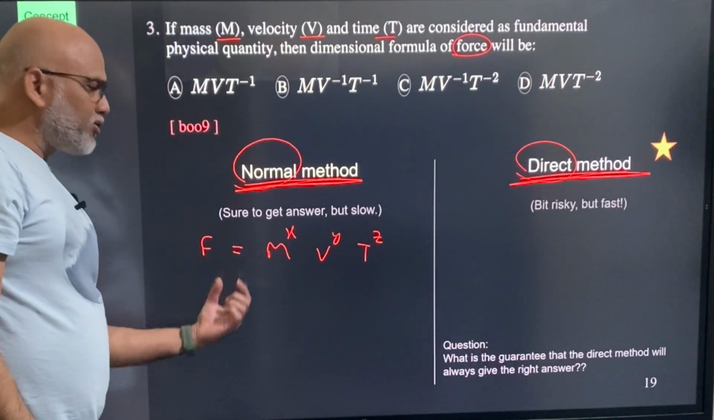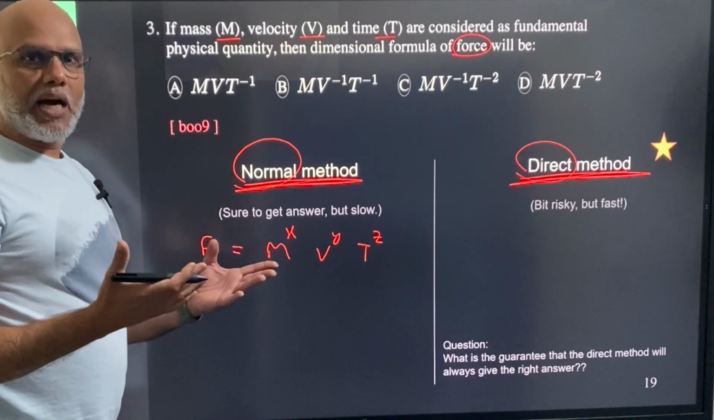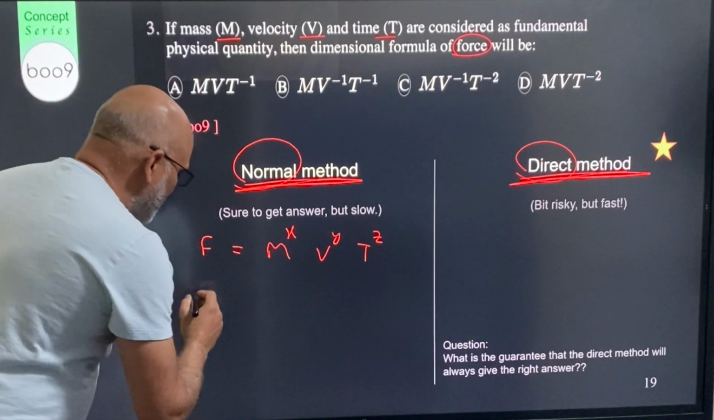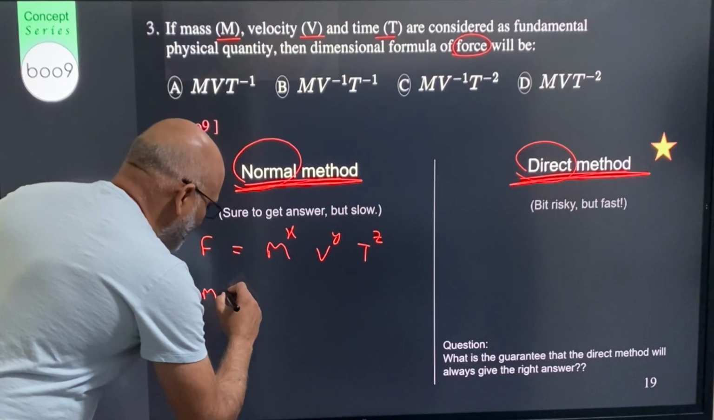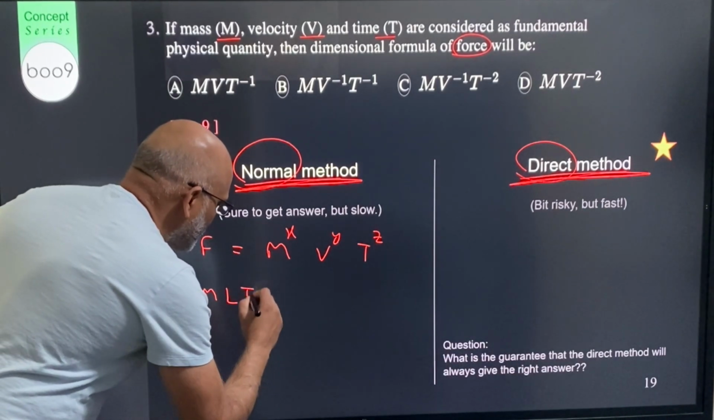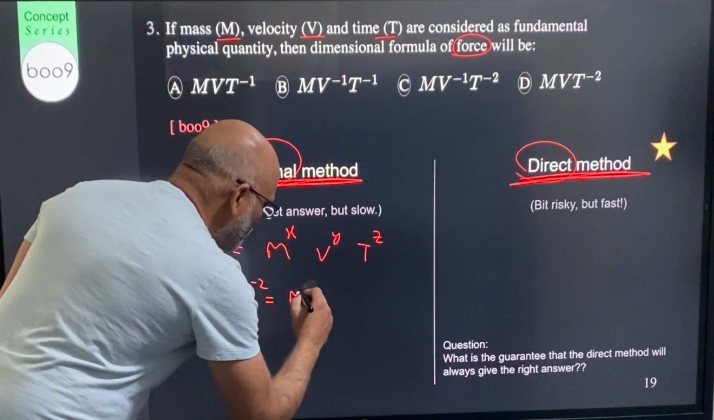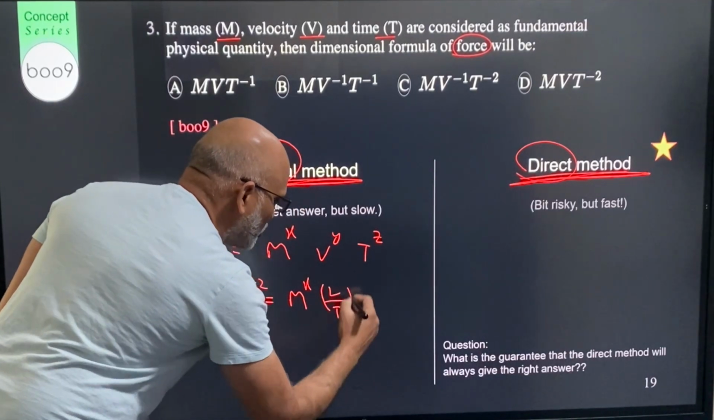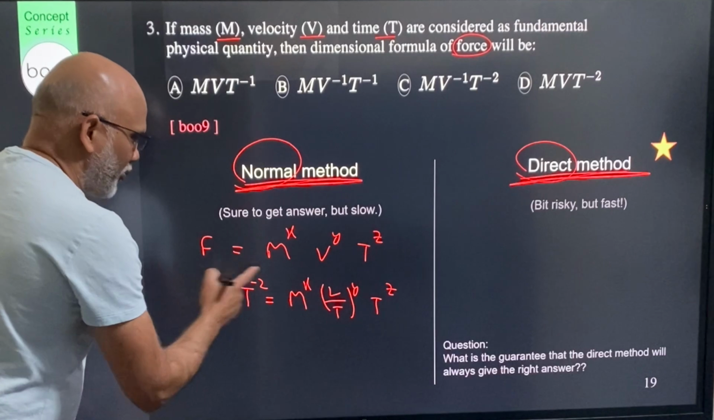And both sides I'll try to represent in terms of the common base, that is mass, length, and time. And from there I can solve for x, y, and z. So force is going to be mass, and acceleration is length, and time to the power minus 2. So on the right hand side, mass to the power x, velocity is length over time to the power y, and then time to the power z.